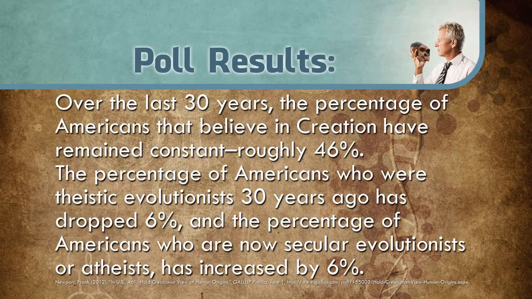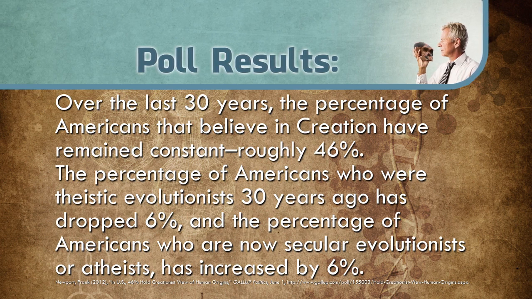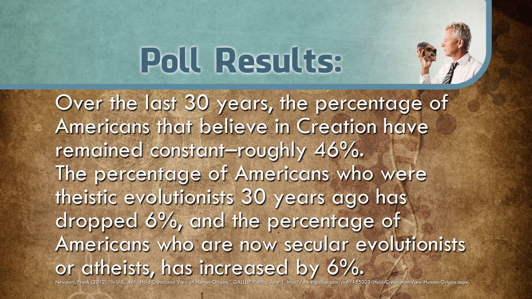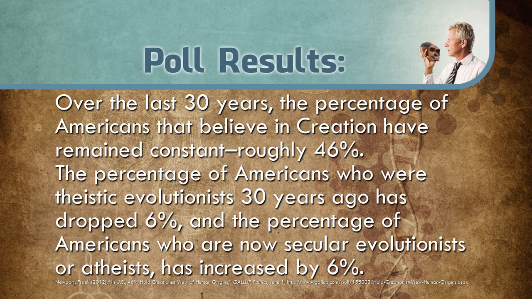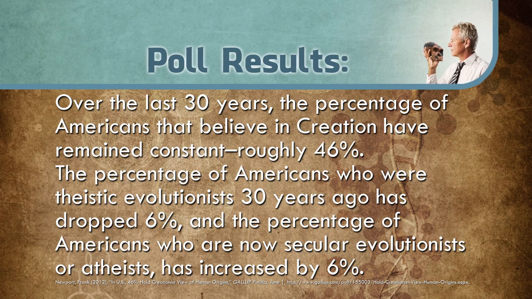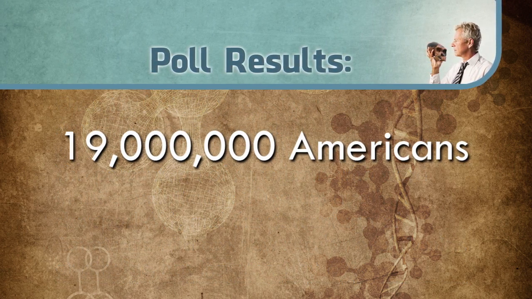A recent Gallup poll illustrated that very point. Over the last 30 years, the percentage of Americans that believe in creation has remained constant, roughly 46%. However, the percentage of Americans who were theistic evolutionists 30 years ago has dropped 6%, and the percentage of Americans who are now secular evolutionists or atheists has increased by the same amount, 6%. That's the equivalent of 19 million Americans. It'd be tragic if it were only one person, but 19 million Americans have become atheistic evolutionists.